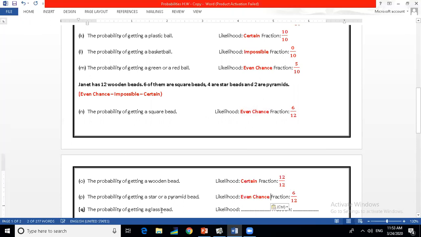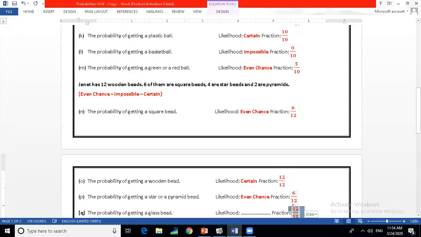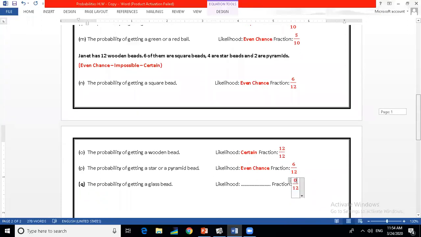The last question that we have there, Q, the probability of getting a glass bead. A glass bead is just, how many glass beads do we have there? Well, they said that all of them are 12 wooden beads. So I have 0 glass beads. 0 glass beads, that makes 0 out of 12 are glass beads, which is going to be impossible.